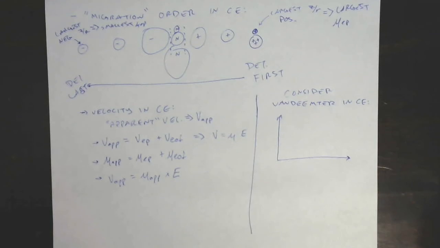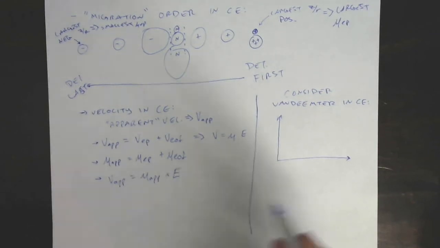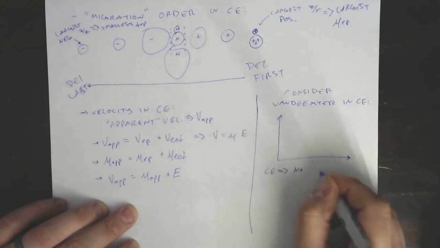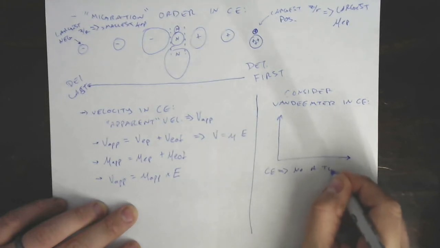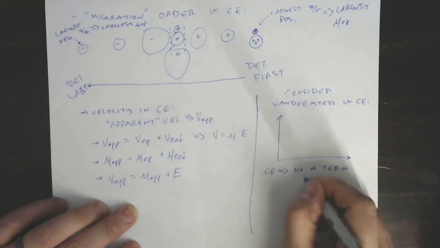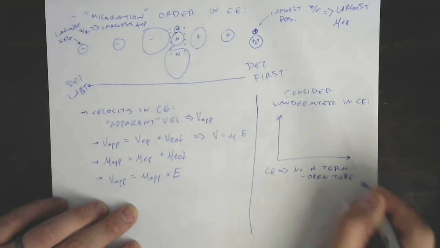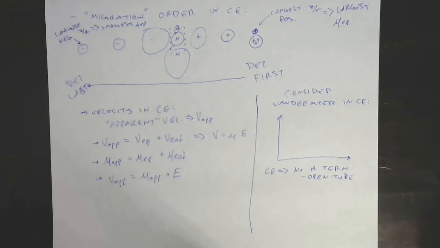So there is no A term. Let's start with this. So CE has no A term. And that's because these are open tubular capillaries, right? So these are just open tubes. There aren't multiple flow paths around packing. There is no A term. But here's where it gets super awesome.